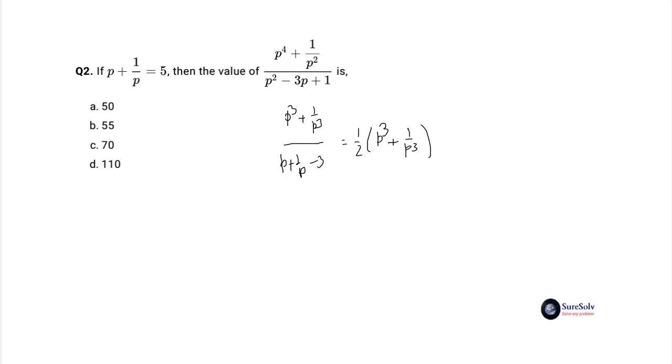Just express p cube plus 1 by p cube in its modified two-factor expanded form in terms of p plus 1 by p as half multiplied by p plus 1 by p multiplied by p plus 1 by p whole square minus 3 equal to 5 by 2 multiplied by 25 minus 3 equal to 55.